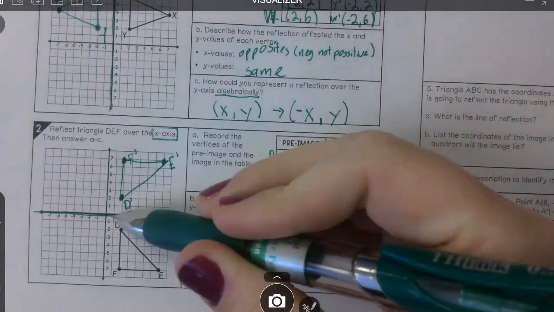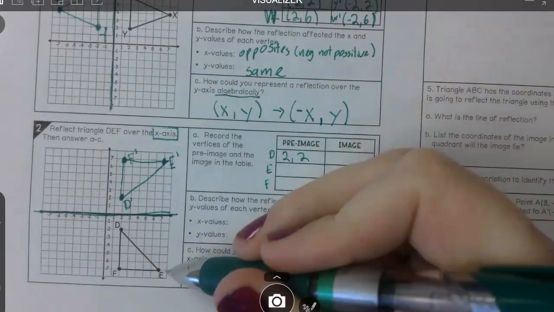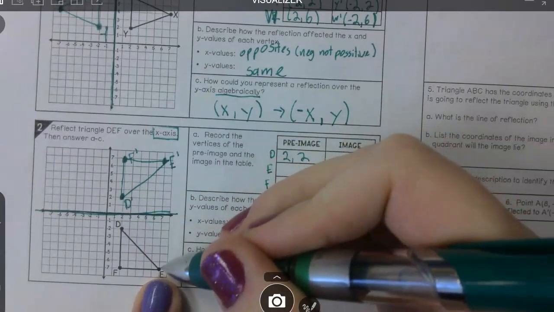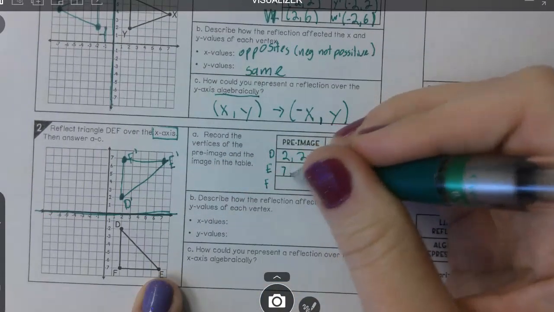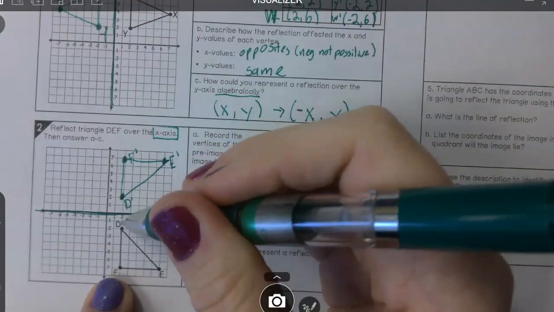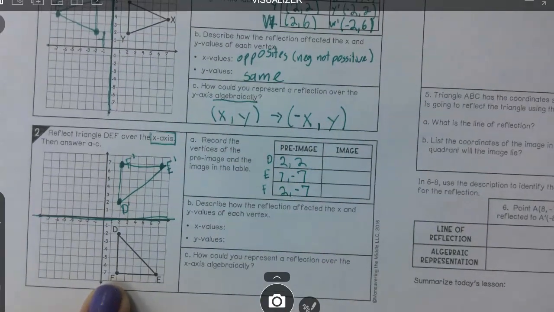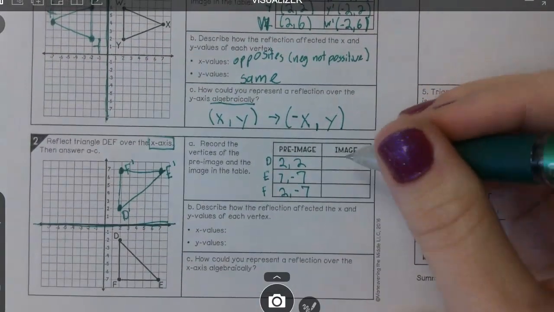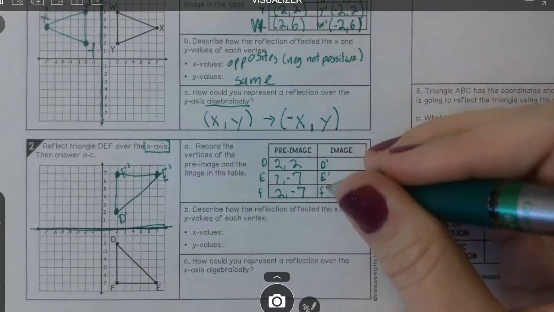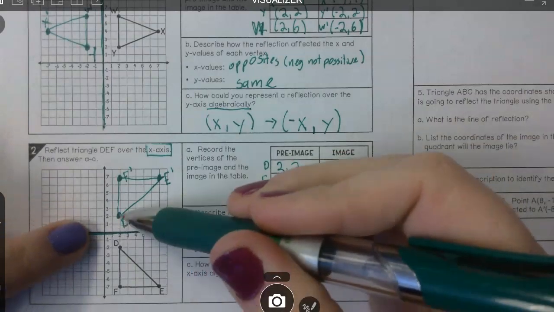D is located at 2, 2. E is right there. It is located at x is 7, y is negative 7. And F is located at 2, negative 7. Now, let's go ahead and look at the image. Okay, so the D prime, the E prime, and the F prime. D prime is at 2, 2.